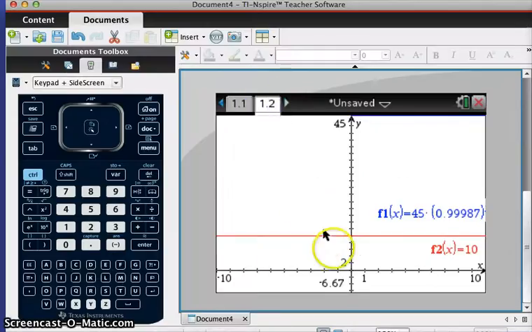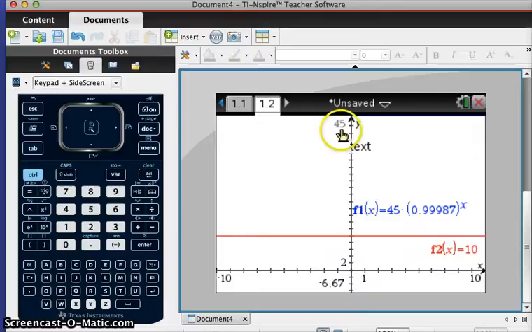So notice on my screen here, I've typed in 45 times 0.99987 to the x, and I've also typed in as a second function, f2 of x equals 10. And what I want to know is where those two lines cross. Now the first one, fairly easy to see, is up at 10. Notice my graph starts at 45 up here, which is my initial value. So a very thin blue line is present up here at the top of the screen.